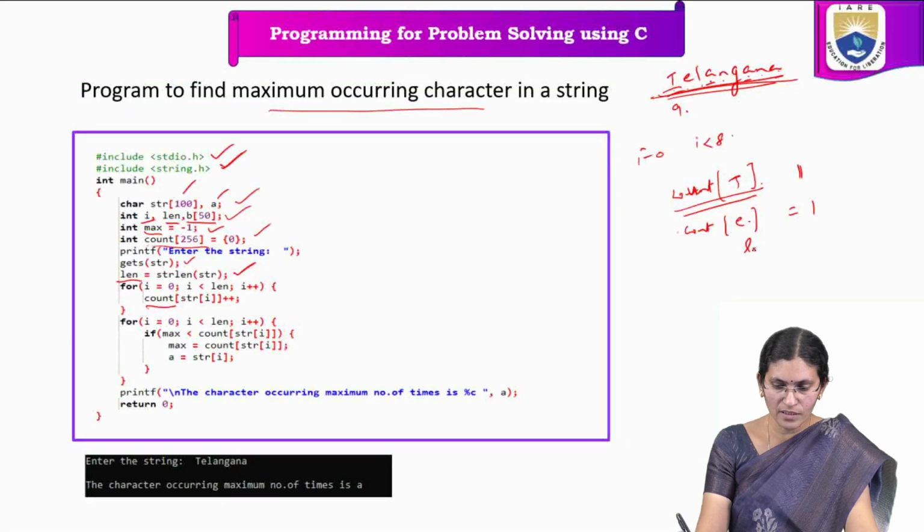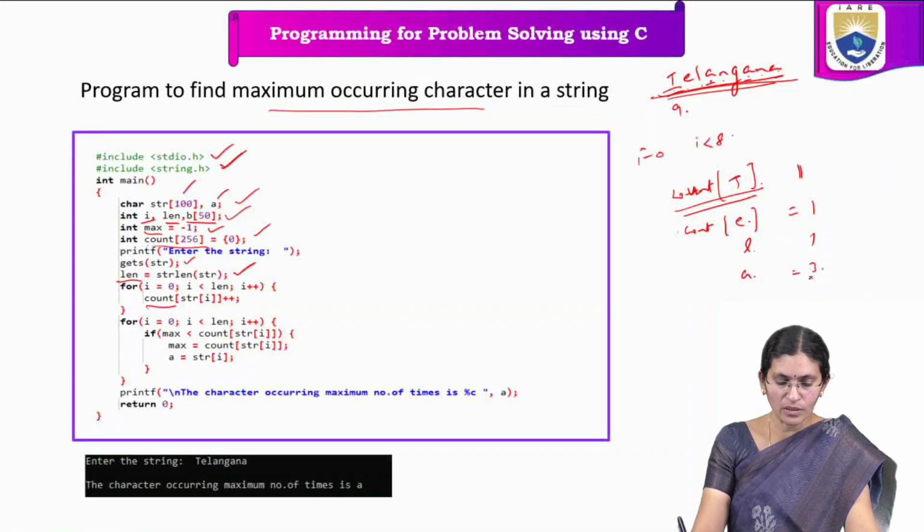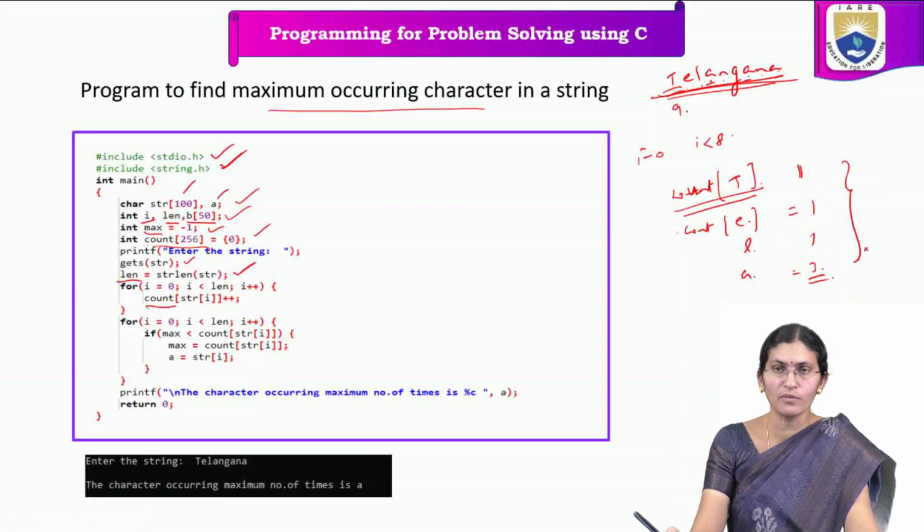Then count of l is 1. Count of a is 3, because it occurs three times, so the count value will be incremented by 1 each time: 1, 2 and 3. So this will be equal to 3 here. In this way, this is the loop to define the frequency of each character in the string.